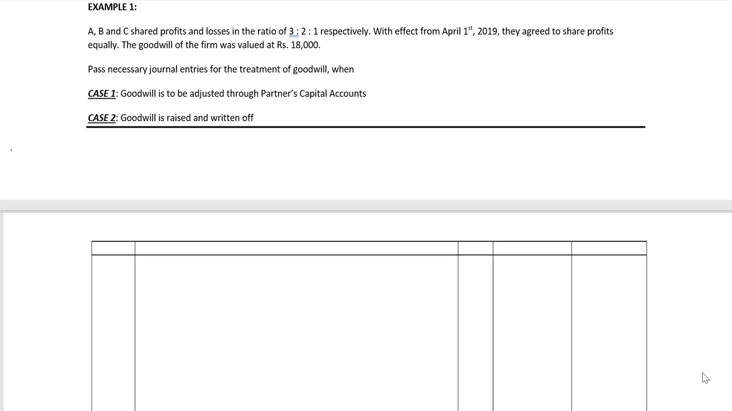We are asked to pass the necessary journal entries for the treatment of goodwill when case 1 says goodwill is to be adjusted through the partners' capital accounts and case 2 says goodwill is to be raised and written off. So case 1 deals with method 1 and case 2 deals with method 2. Before we go further into passing the journal entries, let's find out the gain and sacrifice of each partner. So let's do the working notes first. Working notes.